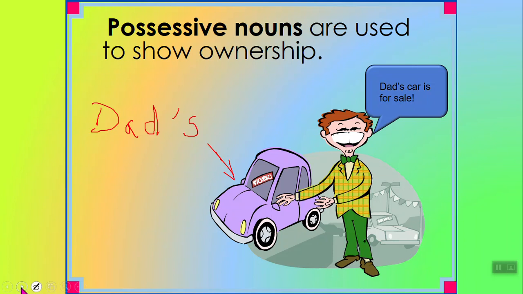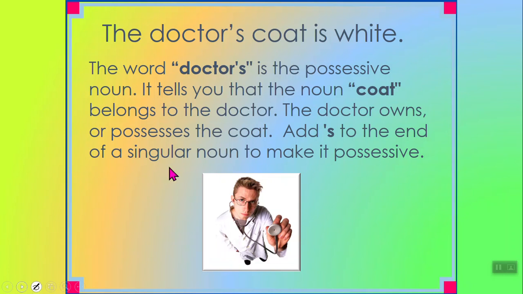Let us see another example. The doctor's coat. Whose coat is it? The doctor's coat. So what did we do? We put an apostrophe. But this is not a contraction. When you show possession, it's not a contraction. So don't get confused between a contraction and when we show possession, that it belongs to someone. Possession means it belongs to someone. So the doctor's coat. Before the S we put an apostrophe.